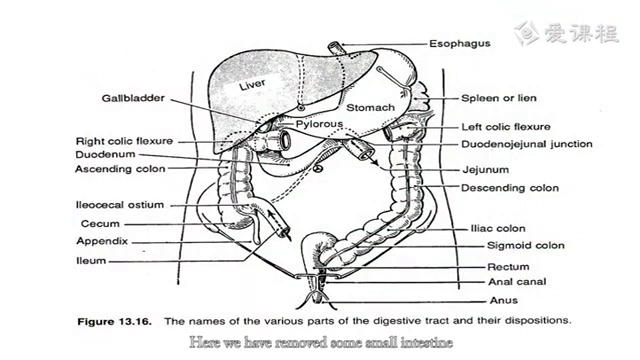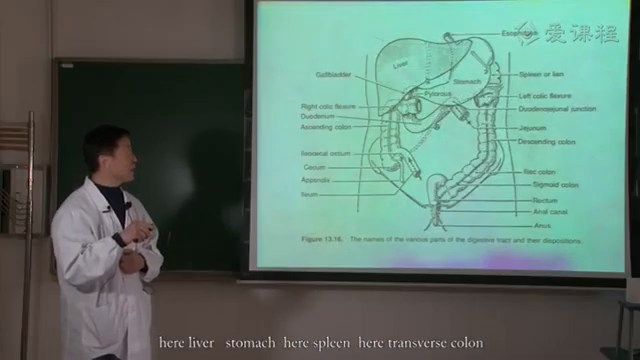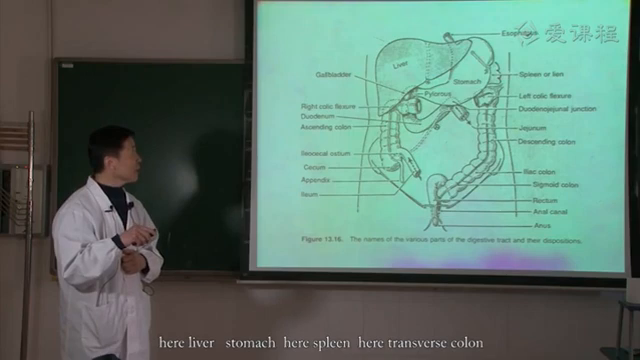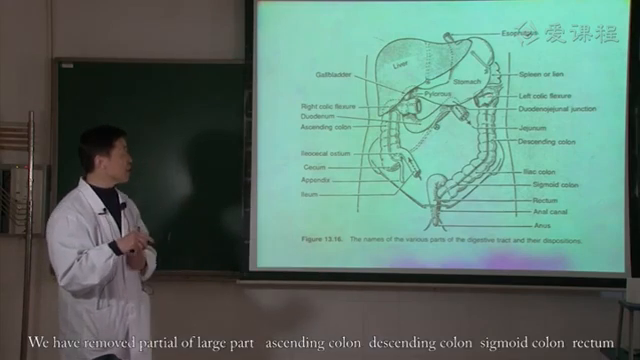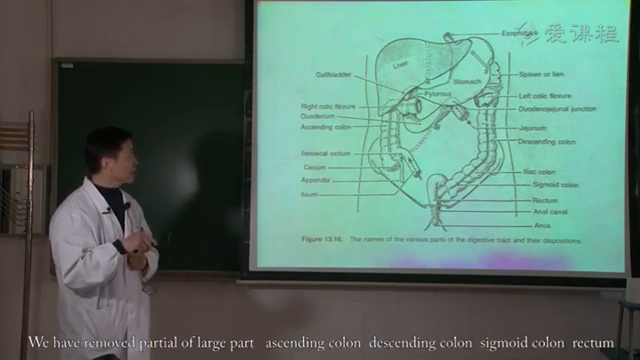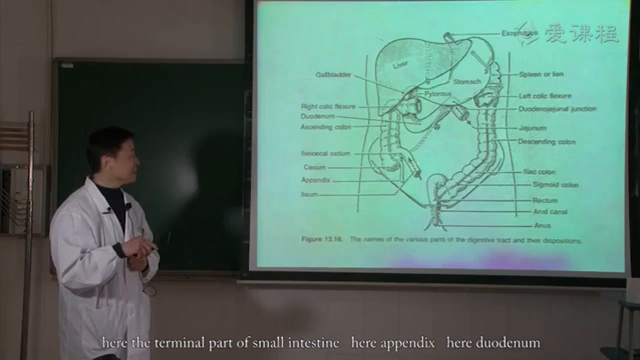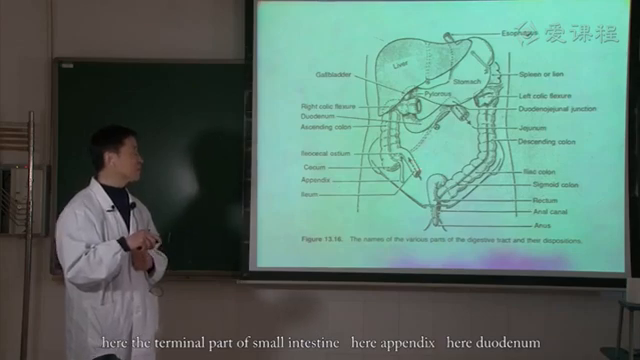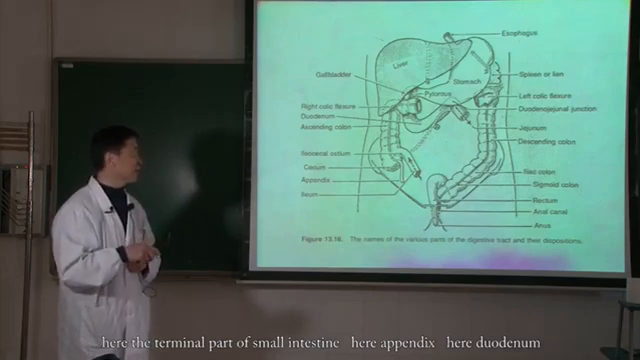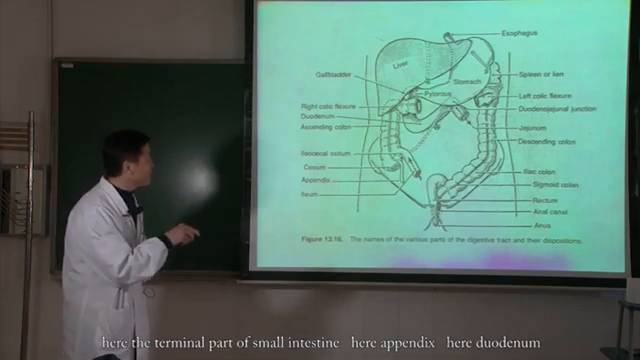Here we have removed some small intestine. You should know, here we have removed the diaphragm, here is the liver, stomach, here the spleen, here the transverse colon. We have removed part of it, not a larger part. Ascending colon, descending colon, sigmoid colon, rectum. Here the terminal part of the small intestine. Here the appendix. Here the duodenum.